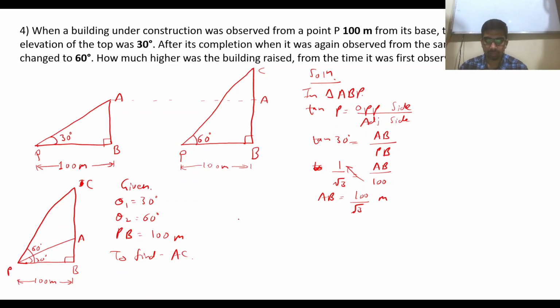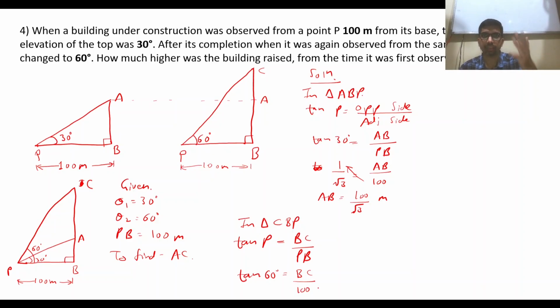Now in triangle CBP, again apply the tan P formula. Now apply 60 degree, not 30 degree. Now going on to the second triangle. Second triangle we are taking now. Tan P is opposite, it will be BC upon base PB. So this is tan 60 degree. BC we don't know, and PB is 100. 60, 0, 30, 45, 60, 0, 1 upon root 3, 1 root 3.